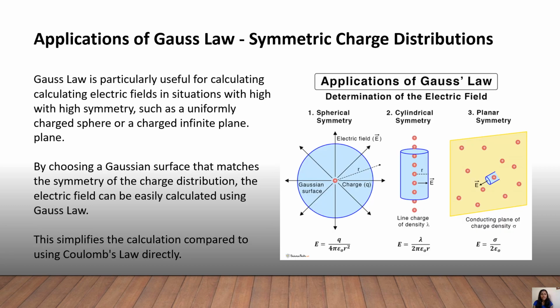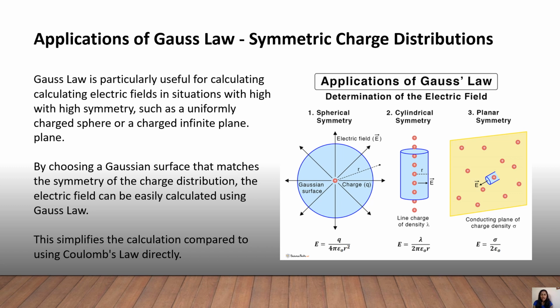Applications of Gauss law. In different fields, we use Gauss law; symmetric charge distributions are one of the applications. Gauss law is particularly useful for calculating electric fields in situations with high symmetry, such as a uniformly charged sphere or a charged infinite plane. By choosing a Gaussian surface that matches the symmetry of the charge distribution, the electric field can be easily calculated using Gauss law. This simplifies the calculation compared to using Coulomb's law directly.